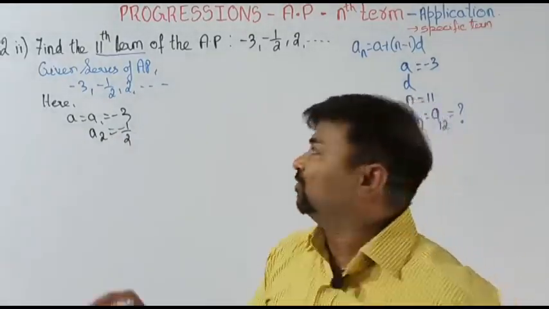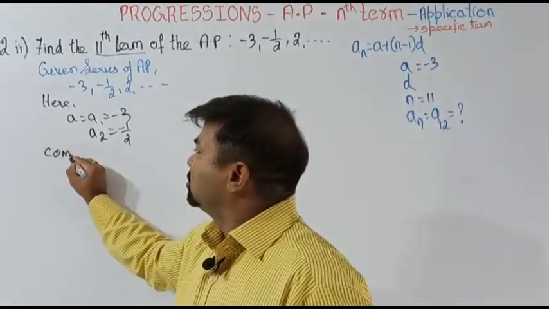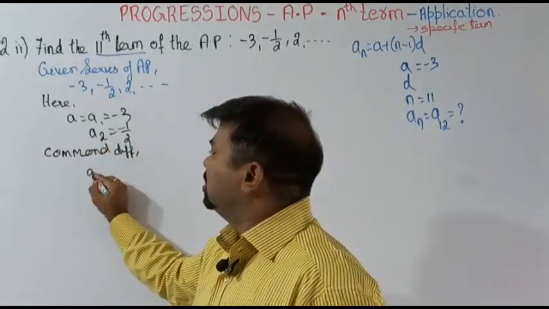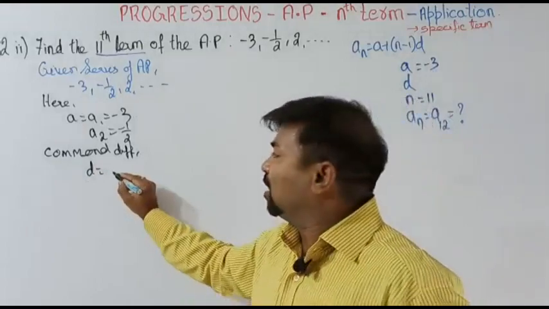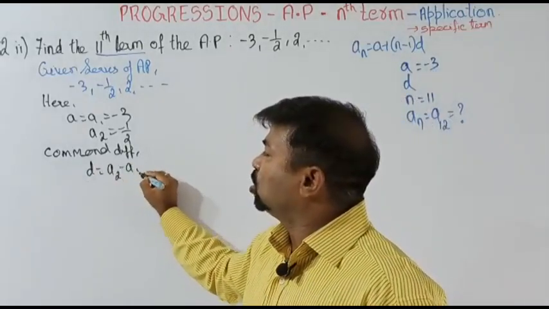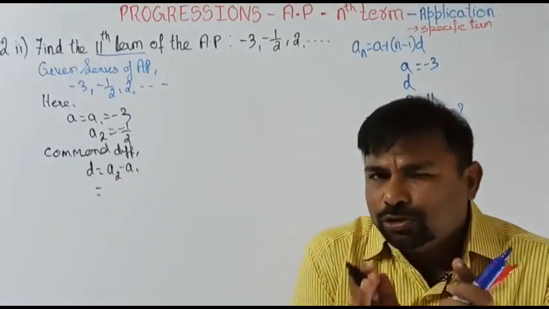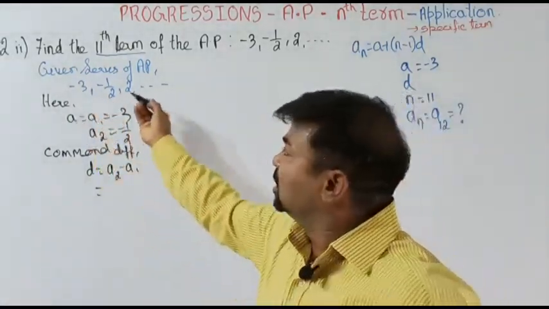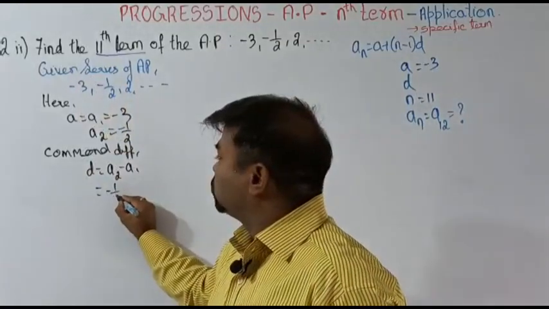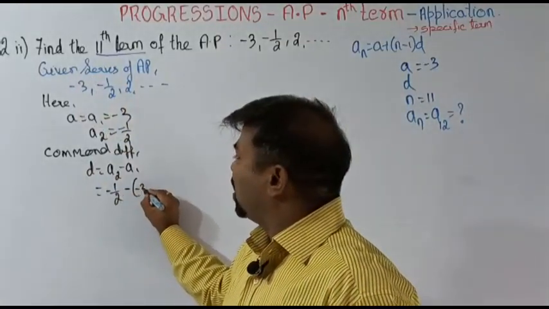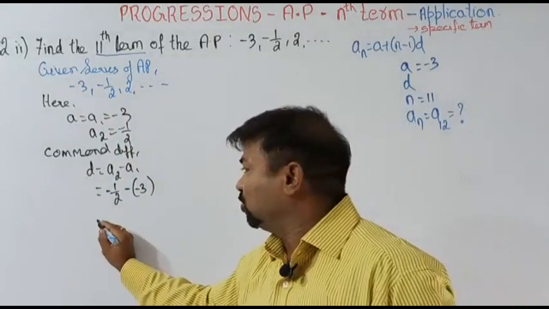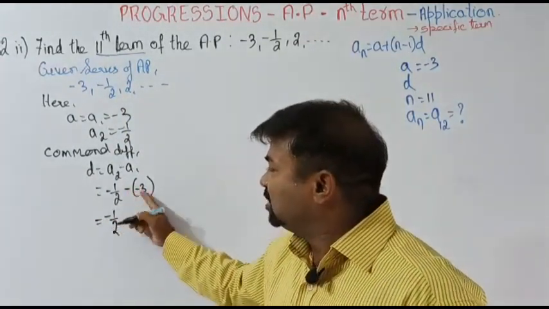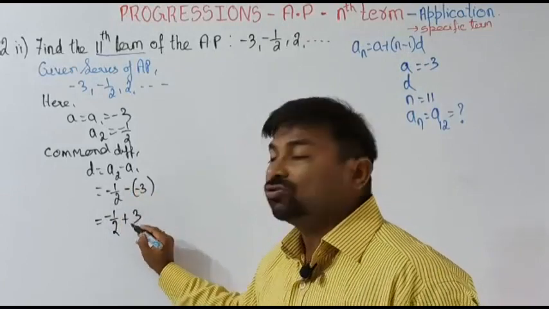Let us figure out the common difference now. We represent the common difference by d. We know the formula: the difference between any two consecutive terms. We pick the first and second, so it's a2 minus a1. That is minus 1 by 2 minus of minus 3, which equals negative 1 by 2, minus into minus is plus, 3.